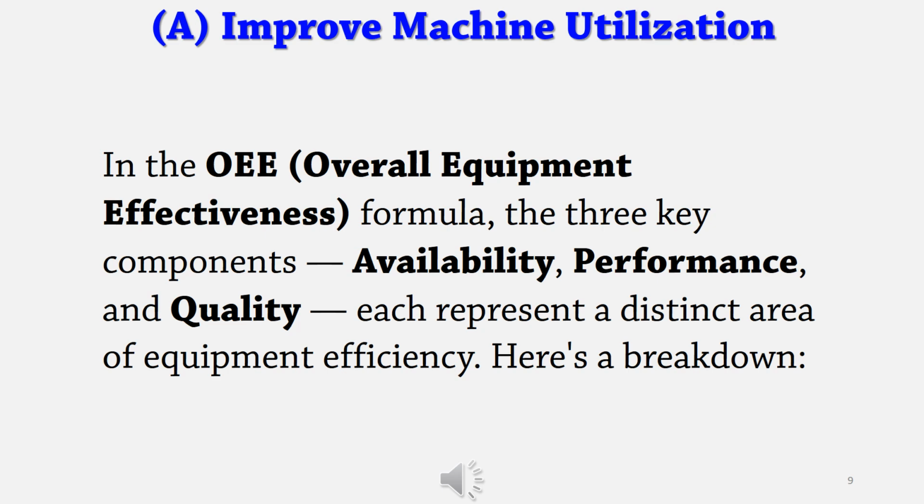You may like to understand what is OEE. So let's discuss more about OEE. In the OEE, overall equipment effectiveness formula, the three key components availability, performance and quality each represent a distinct area of equipment efficiency, and here is the breakdown.